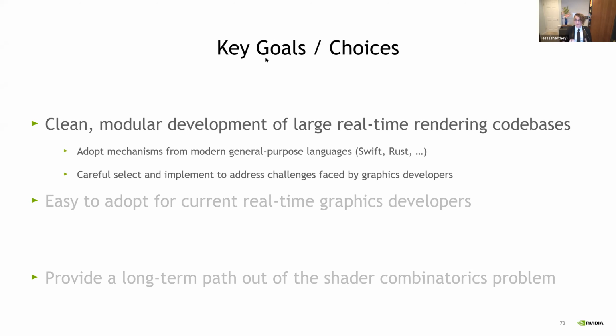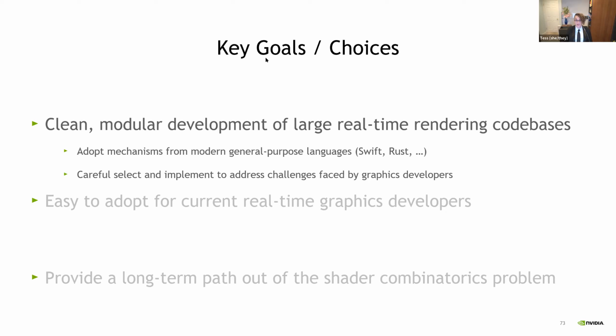So when we talk about clean and modular development, one of our key choices on the project was that rather than invent new language design ideas or come up with whatever we felt like, we focused on learning from existing modern general purpose languages, things like Swift and Rust, and whenever possible, we decided to adopt mechanisms from those languages rather than invent our own. But at the same time, we knew that graphics is an interesting domain. Real-time graphics has strong performance demands, and so we had to be careful about what mechanisms we selected and how we implemented those in our compiler, and make sure we were always focused on addressing the specific challenges faced by real-time graphics developers.